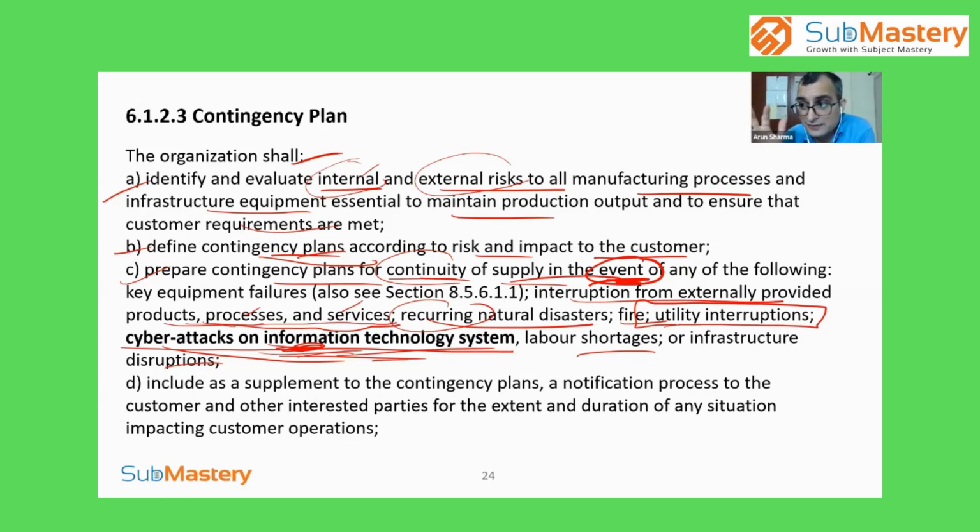This has also happened when the ransomware came. The flight operations also got halted, they also got impacted. So that is the impact it could have. That's the reason the cyber attack is included. Okay, so labor shortage, infrastructure disruption. So a contingency plan needs to be made for these conditions, including as a supplement to the contingency plan.